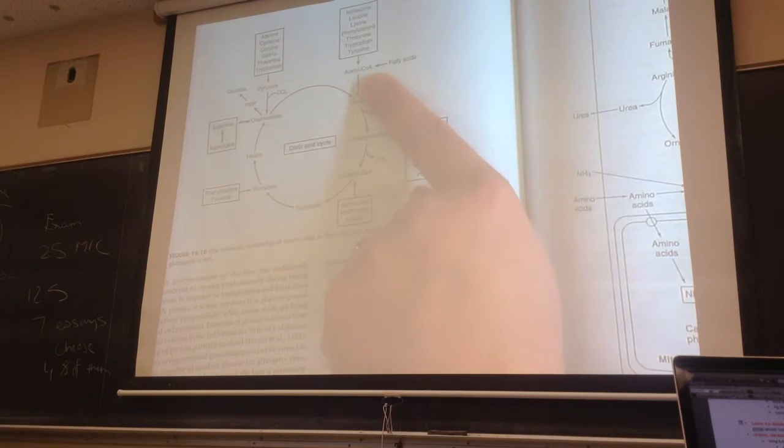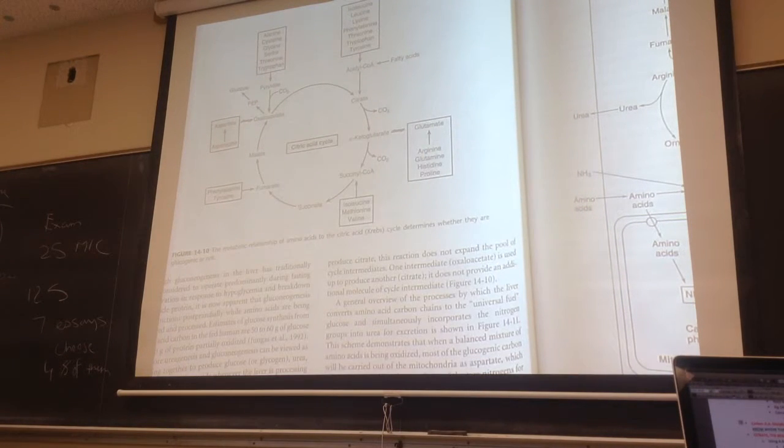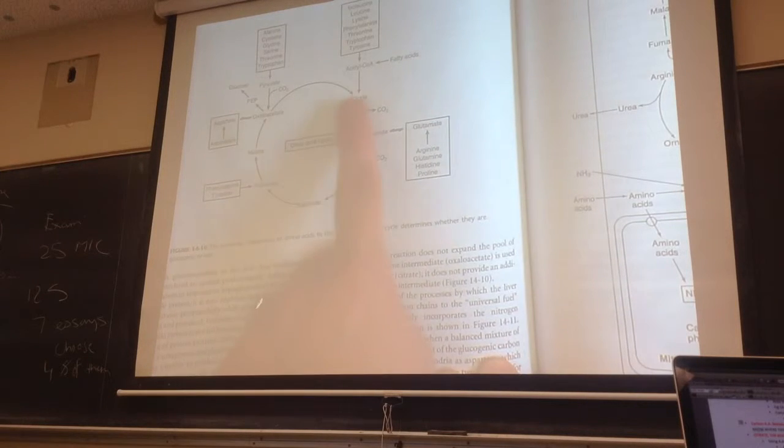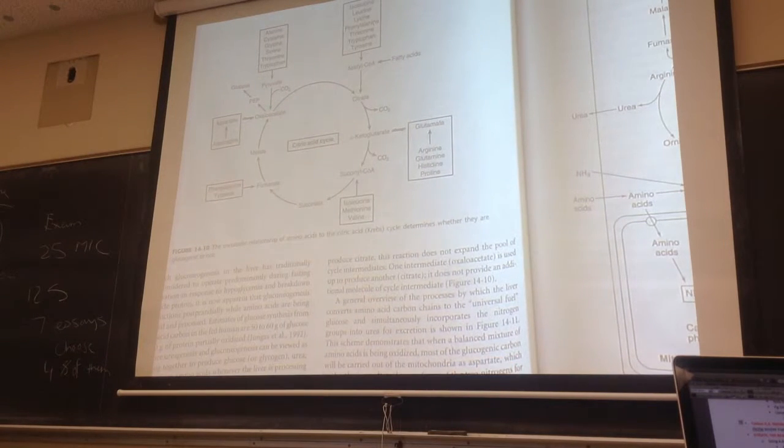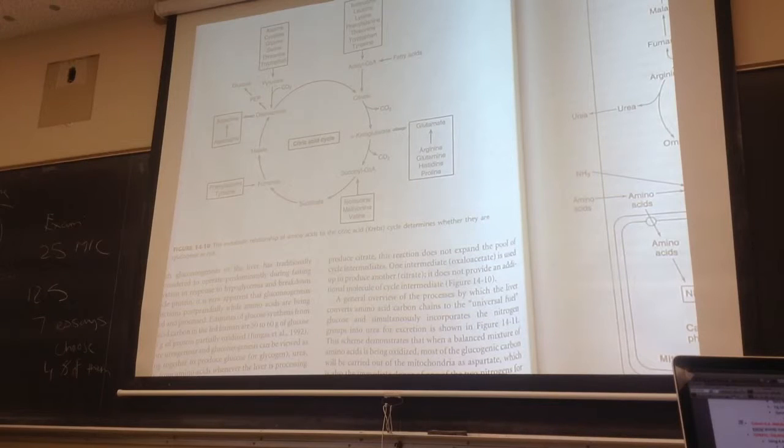And ironically, the ones that get broken down into acetyl-CoA do not produce net energy, okay? The reason is because if you go here and you have to go all the way around the cycle, you're using something up. I know that sounds a little weird. Let me read it from the book and then it'll make a little more sense, okay?